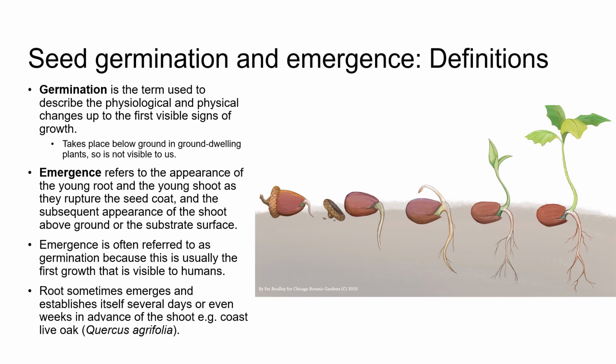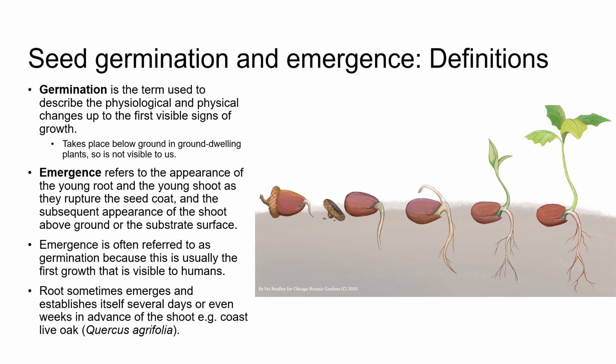Emergence, in contrast, refers to the appearance of the young root and the young shoot as they rupture the seed coat, and then the subsequent appearance of the shoot above ground or the substrate surface. Emergence is often referred to as germination because this is the first growth that we see.